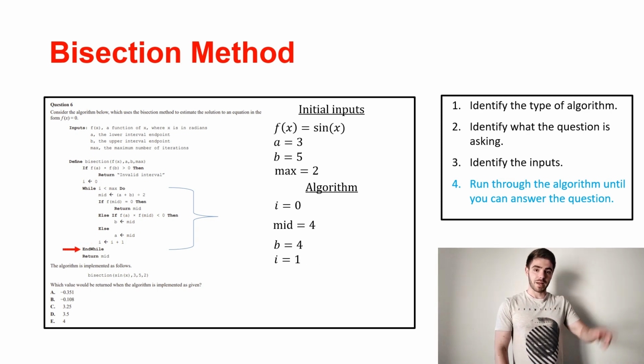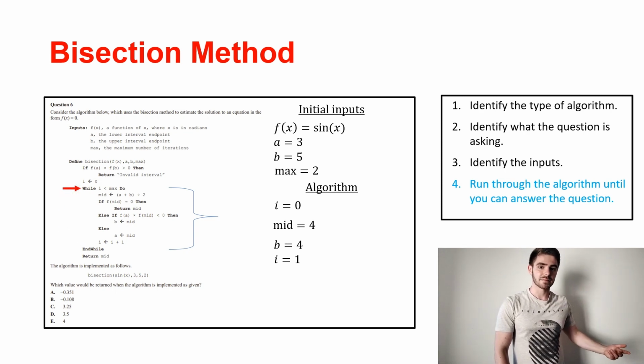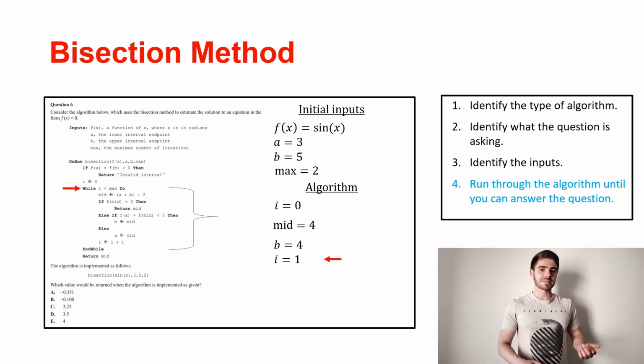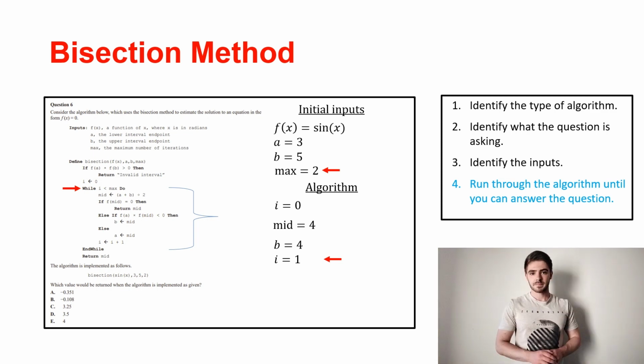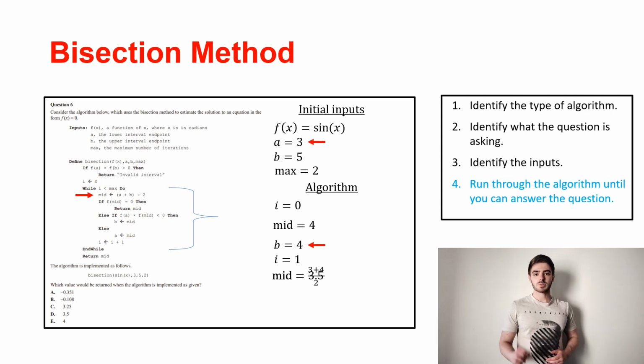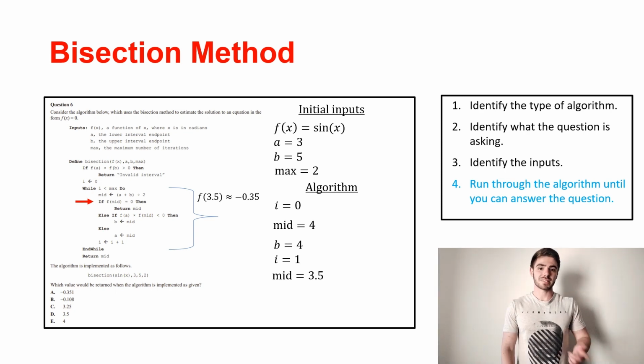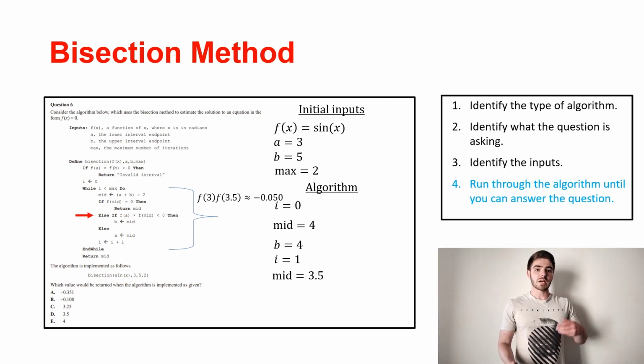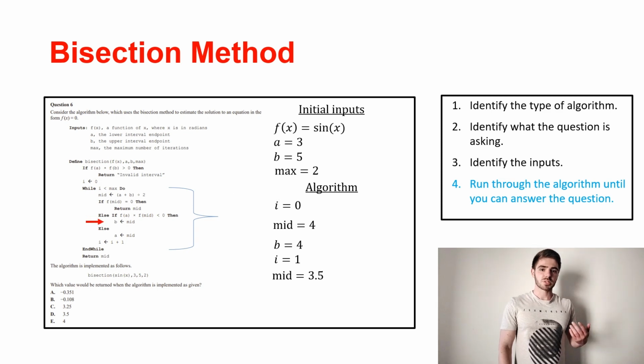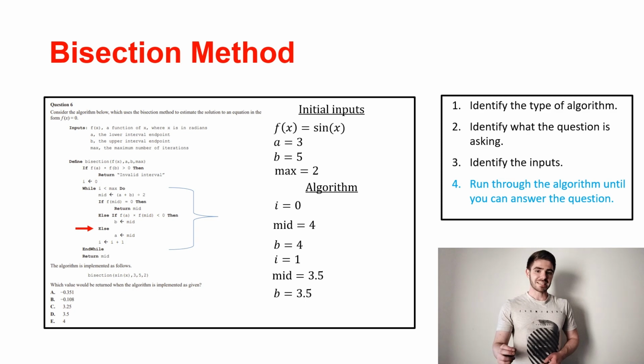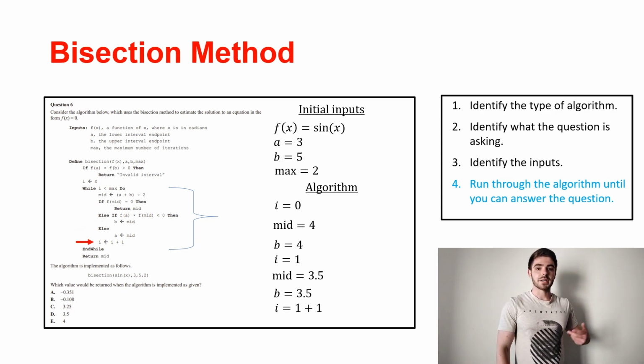This means we have to go back to the top and test that exit condition. i is now 1, and max is still 2. i is less than max, so we're going to jump back into the loop. So we'll calculate the new midpoint using the new values of a and b. Next, we try the if statement. We find that f of mid isn't 0, so we're going to move on to the else if. We see that f of a times f of mid is less than 0, so we're going to update b with the value of mid. Again, we'll skip that else statement because the else if was true. i gets i plus 1, giving us i equals 2.